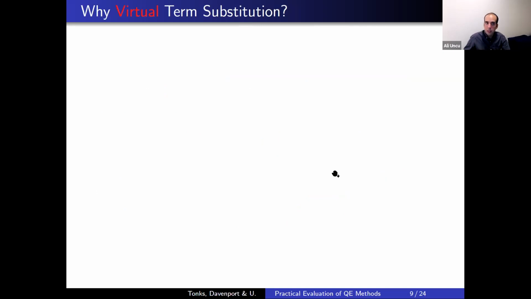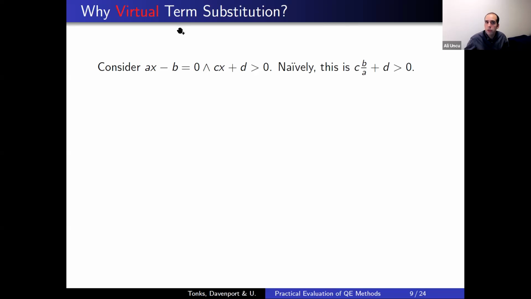Okay, let's look at an example of a virtual term substitution and how it looks. So let's think of it this way. We have two formulas, ax - b = 0 and cx + d > 0. This should be satisfied. And if you were to ask, is there an x that satisfies these? Naively, this would mean that you just solve for x here and plug it into the next one, and that needs to be satisfied. So naively, this would mean c times b over a plus d needs to be larger than 0.